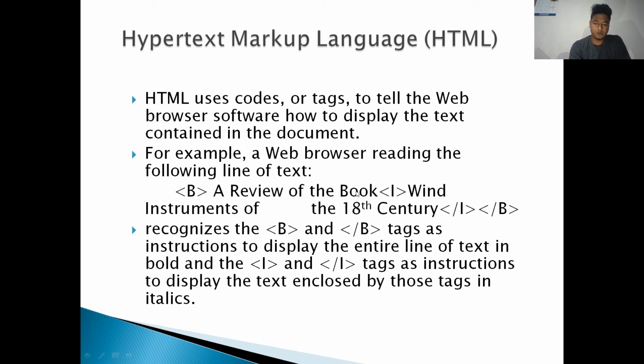A review of the book, right? Wind Instrument of the 18th Century. So here, if you get confused, what is this? Okay, the B tag is an instruction, see here. B and close B tag is an instruction to represent the line of text in bold. So we know about this, right?